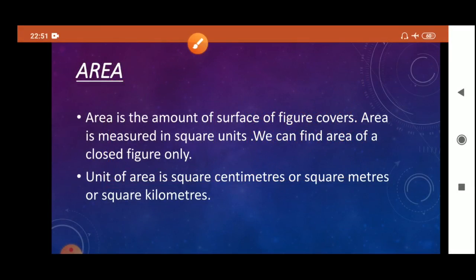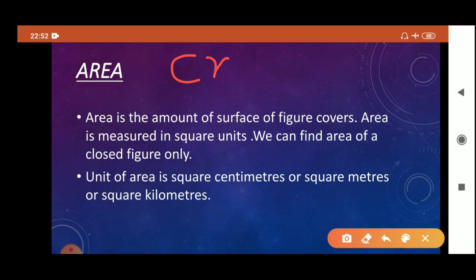Now the unit of area is square centimeters or square meters or square kilometers. We can write square centimeter like centimeter square, and square meter like meter square, and square kilometers like kilometer square.